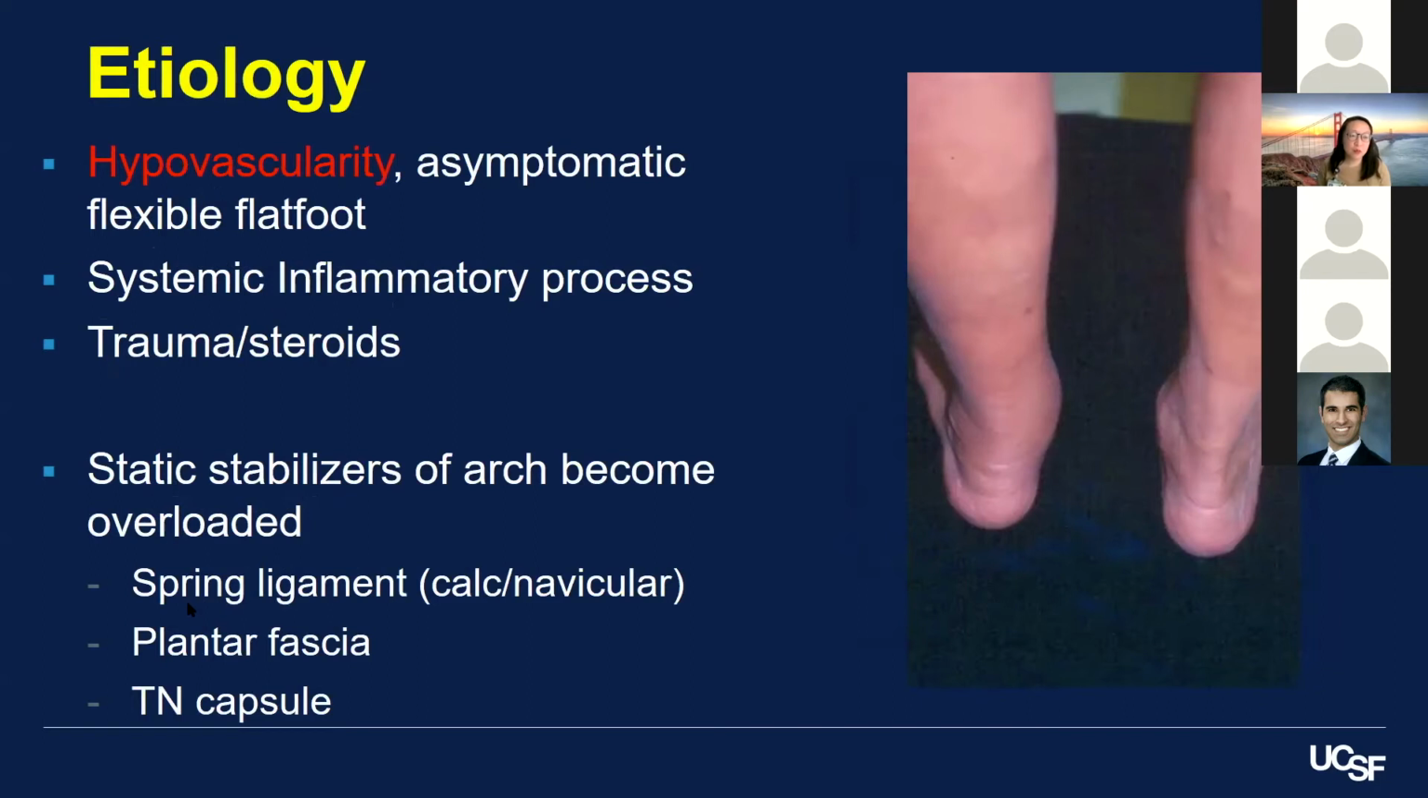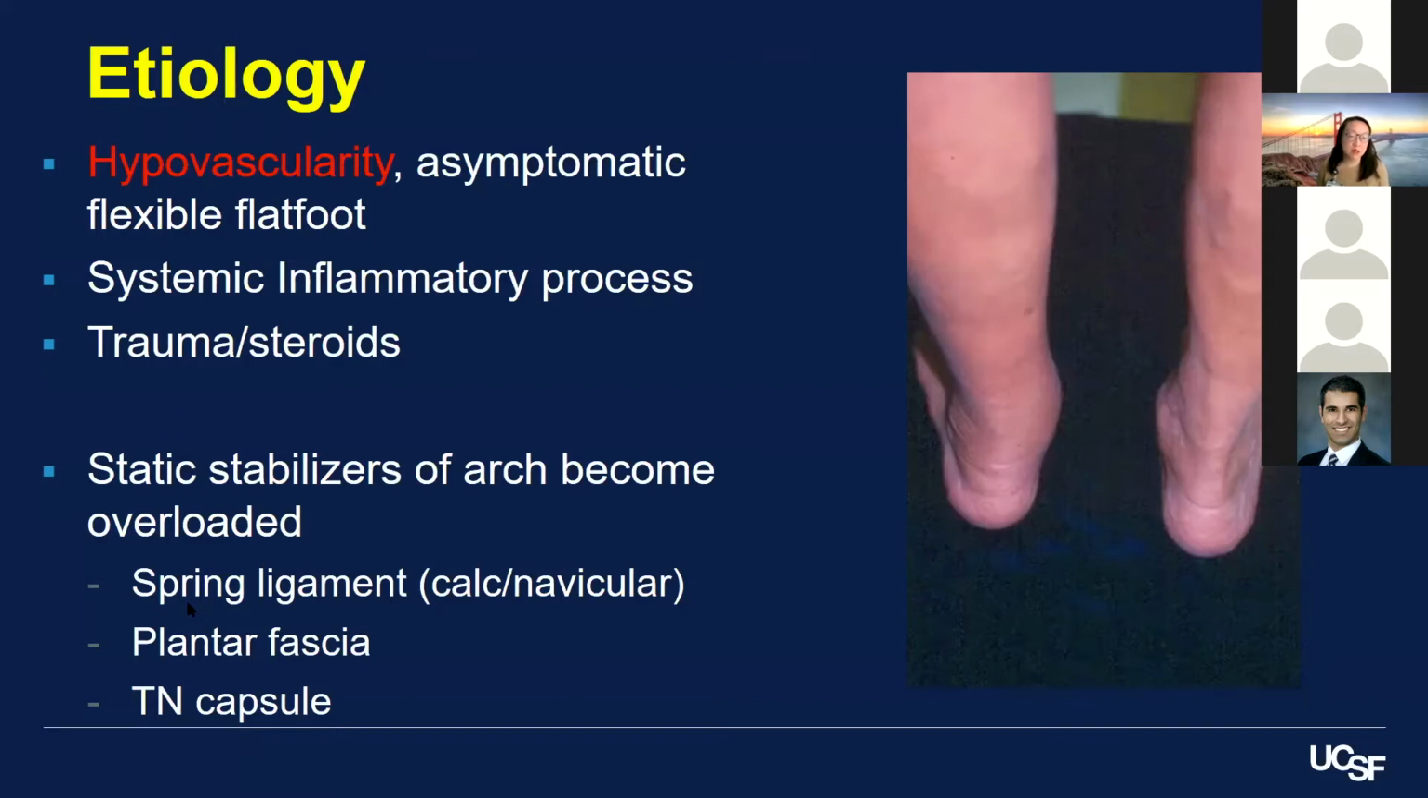The posterior tib tendon fails most commonly at a location just distal to the medial malleolus, in that area between the medial malleolus and the insertion at the navicular tuberosity. This is because there's an area of hypovascularity, and this is a reason why many of the tendons will fail at that location.